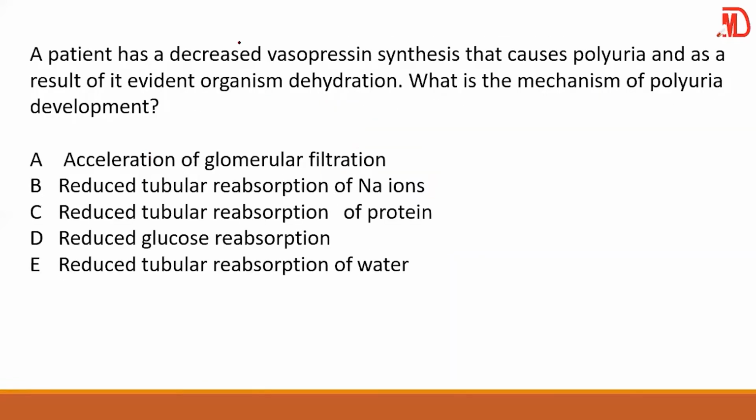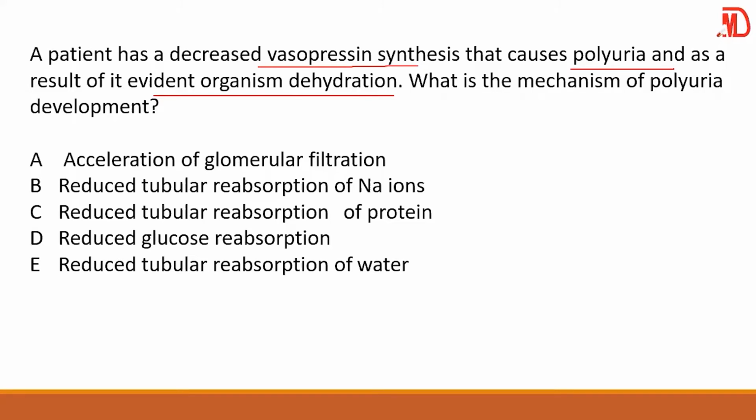A patient has a decreased vasopressin. You remember vasopressin? It prevents water from going out. You're saying that hormone is decreased. That means that water can go out more, right? Technically, that's what it means. So it causes polyuria, which means too much urine. And as a result, there's evidence of what? Dehydration. Good.